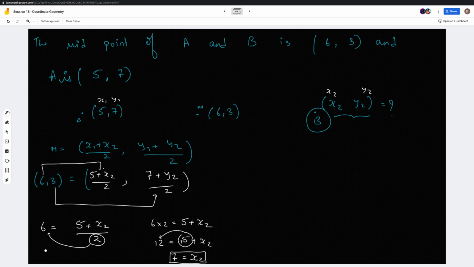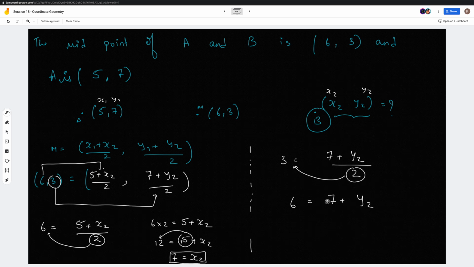So that's how you get x2. Similar, exact same process I'm going to follow to find y2. So 3 value is equivalent to 7 plus y2 divided by 2. When 2, which is dividing, goes to the other side, it becomes multiplication. So you know that 3 times 2 is 6, which is equal to 7 plus y2.